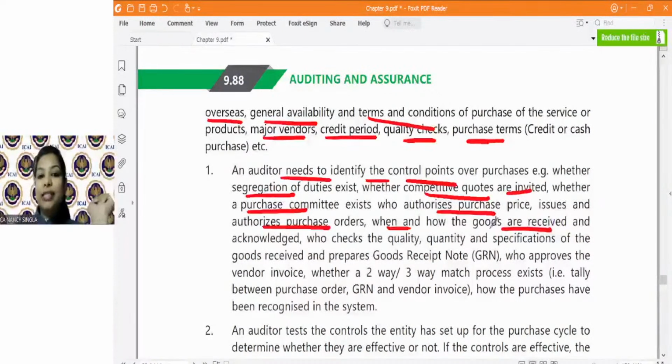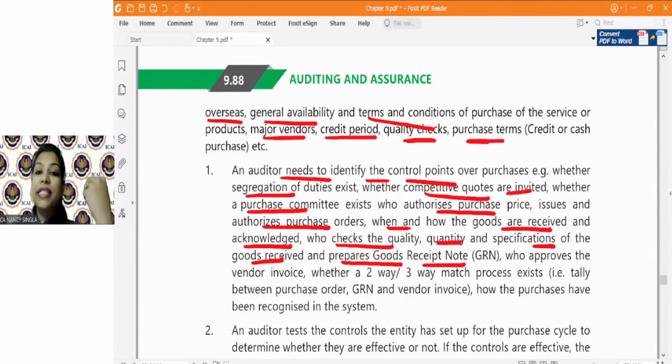when and how goods are received, acknowledged. जब goods enter करते हैं factory gate पे तो क्या कहीं पे entry होती है क्या। Who checks the quality, quantity and specification of the goods received. ऐसे थोड़ा ना कि कुछ भी stock आ गया अंदर factory में and there is no quality quantity check, है ना। Who prepares goods received note, goods received note मतलब when goods are received in the factory तो कोई note prepare करके sign करता होगा ना कि हाँ भाई इतना सामान आया है, who prepares it?